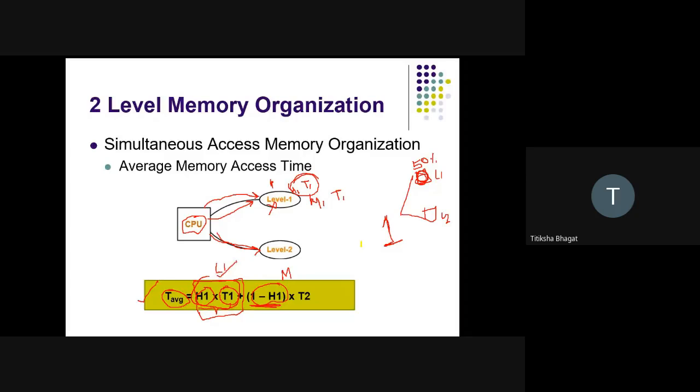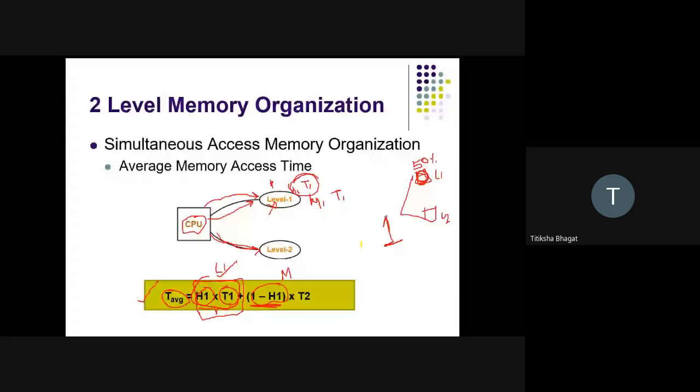It may also happen that I completely searched level 1 but I didn't find anything. Then this is the miss ratio. How have I calculated it? I have written it as 1 minus H1, 1 minus H1 into T2.